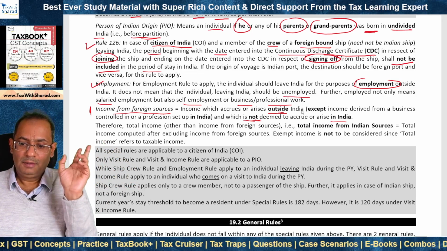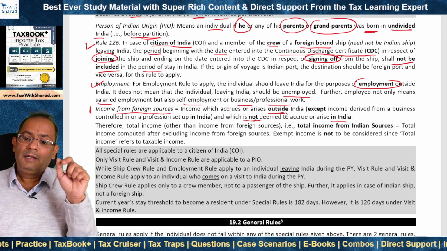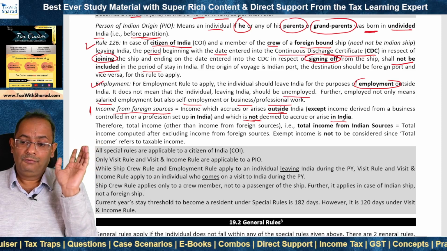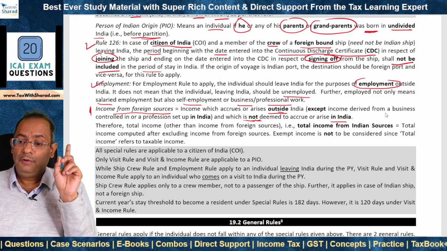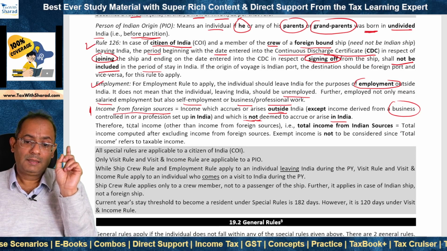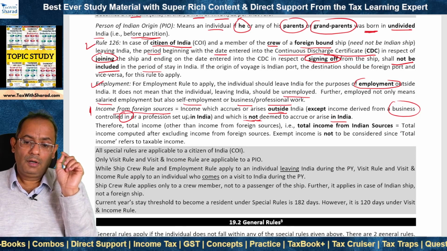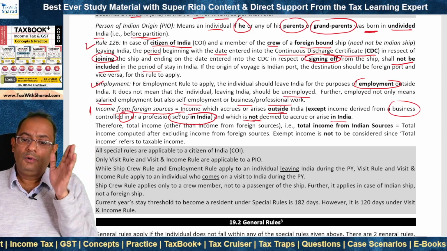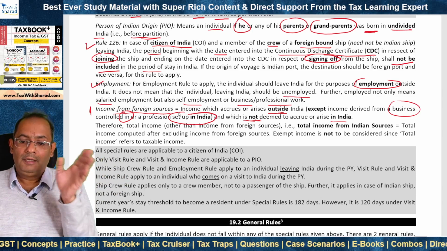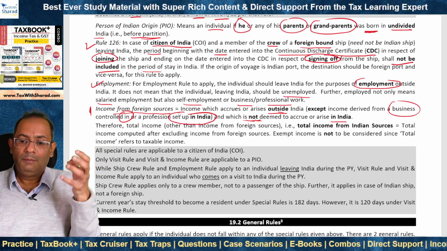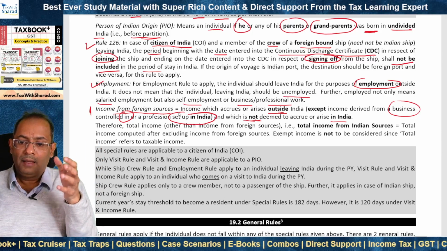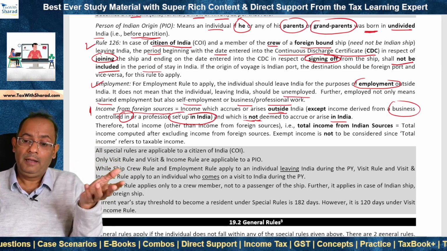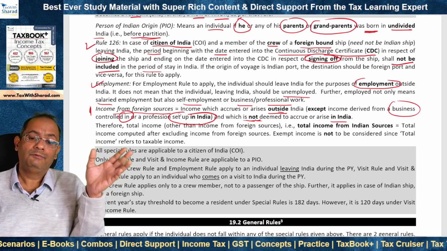However, there is one exception. Even if the income accrues or arises outside India, even then it will not be treated as income from foreign sources, in which case, where the income is derived from a business controlled in or a profession set up in India. If the business is controlled in India or if the profession is set up in India, there is a good amount of nexus or connection with India, and therefore even if the income from such business or profession accrues or arises outside India, even then it will not be treated as income from foreign sources.